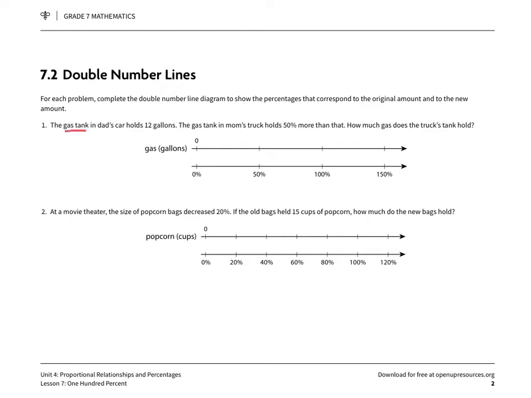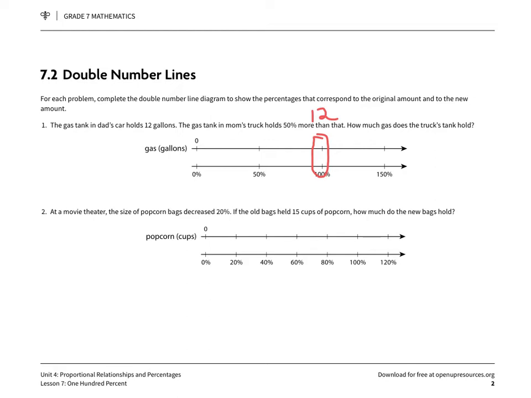The gas tank in Dad's car holds 12 gallons. The gas tank in Mom's truck holds 50% more than that. How much gas does the truck's tank hold? So let's see. The gas tank in Dad's car holds 12 gallons, and Mom's holds 50% more than that. So our whole, our original amount, the starting amount, would be Dad's amount. That would be the 100%. That's what we're comparing it to. So Dad's gas tank holds 12 gallons. Now we're comparing, Mom's holds 50% more than that.